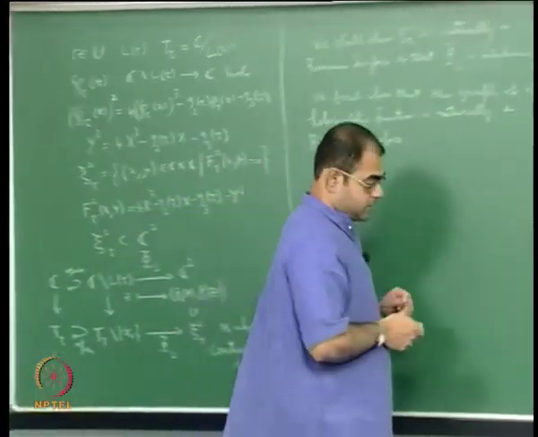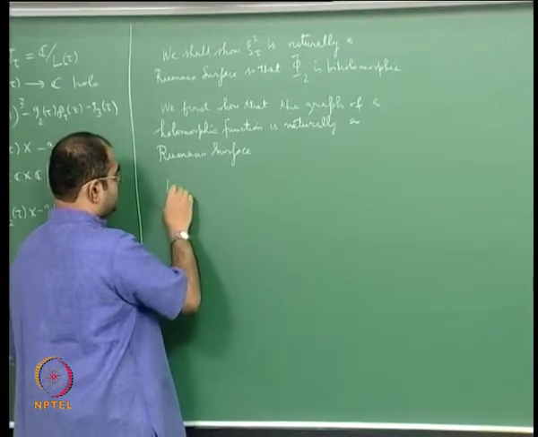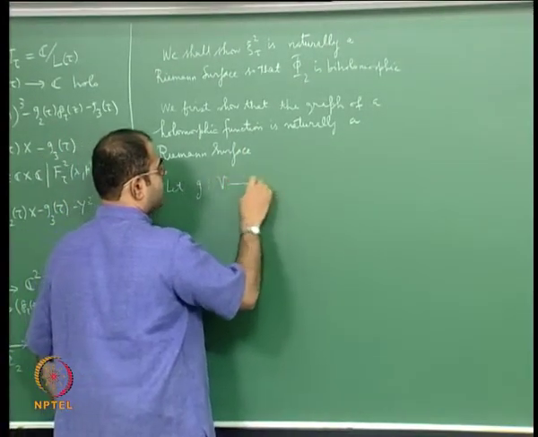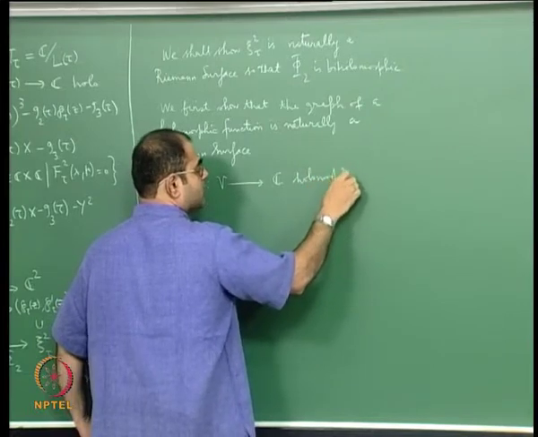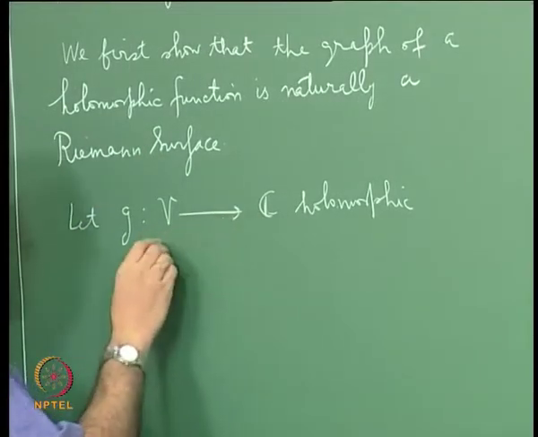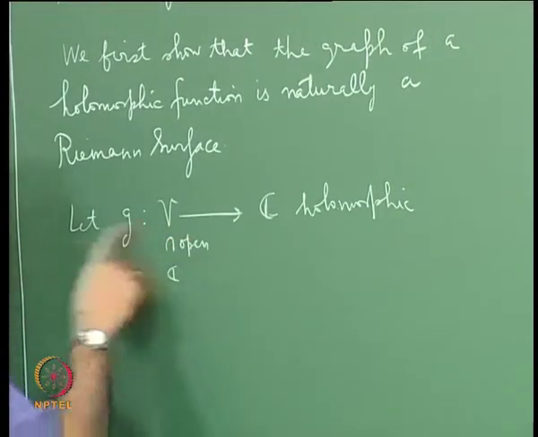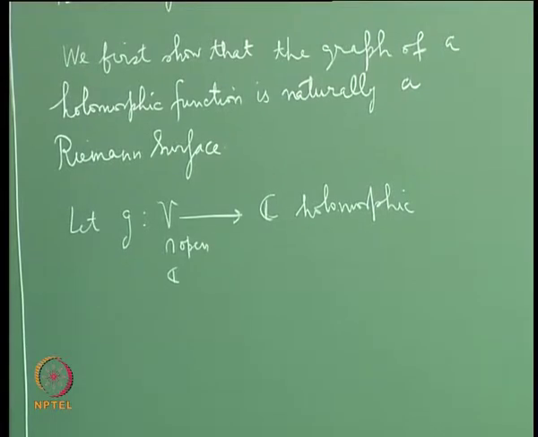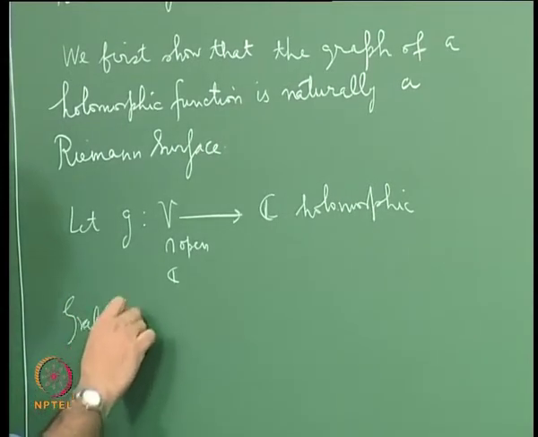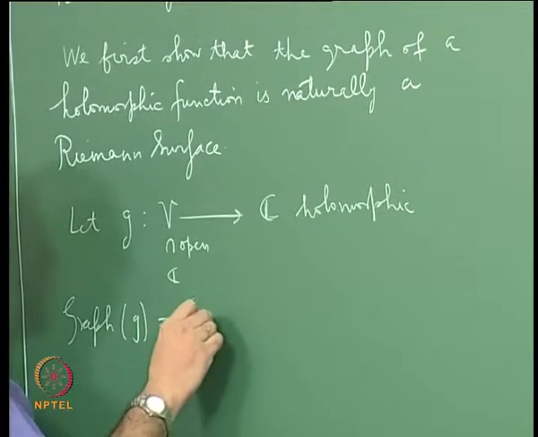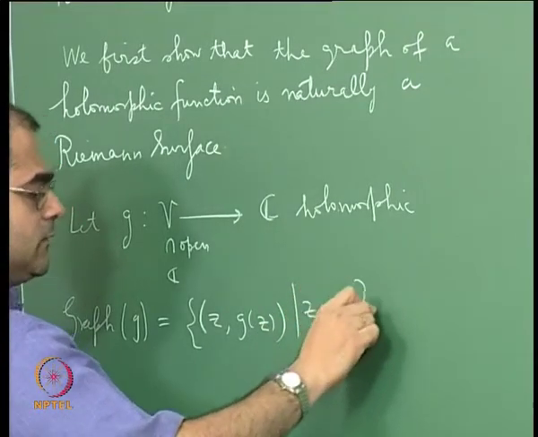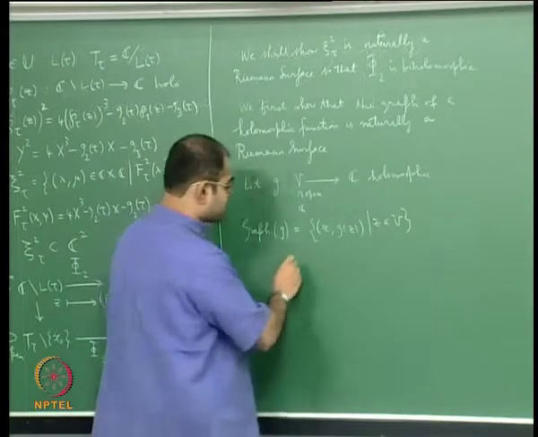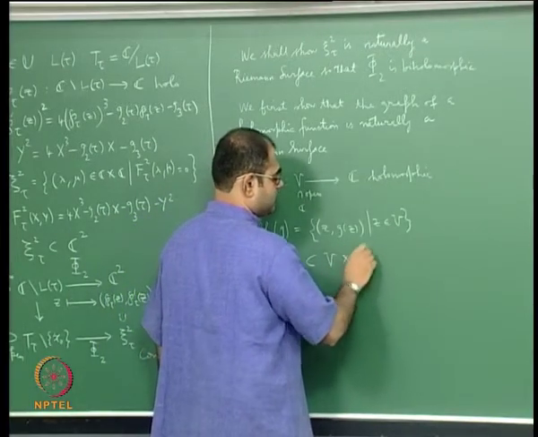And so start with G from V to C, holomorphic, that is, complex analytic, and V is an open subset of the complex plane. So you look at a function G defined on an open subset V of the complex plane, taking complex values, right. What is the graph of G? The graph of G is the set of all points (Z, G(Z)) where Z belongs to V. This is the graph of this function. The graph is a subset of V cross C, okay.